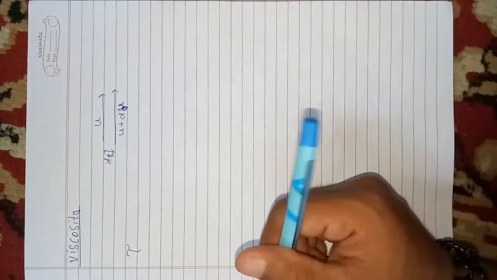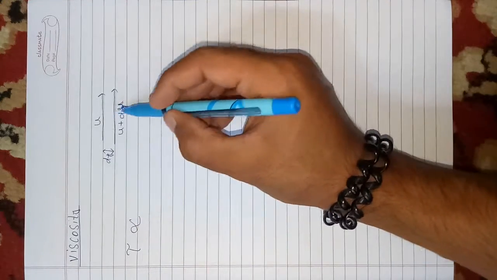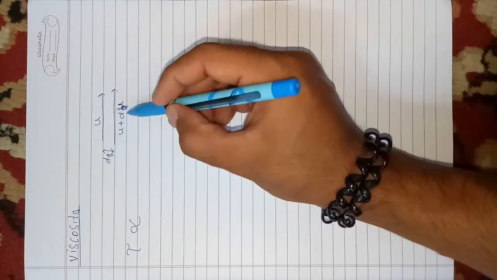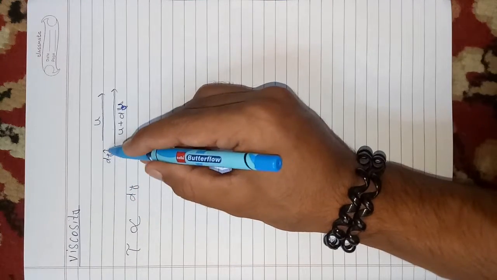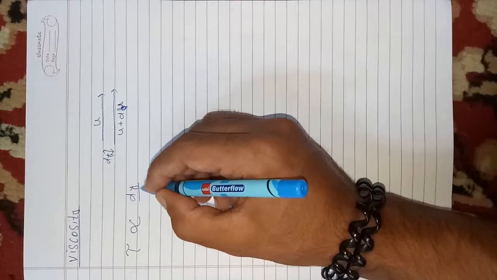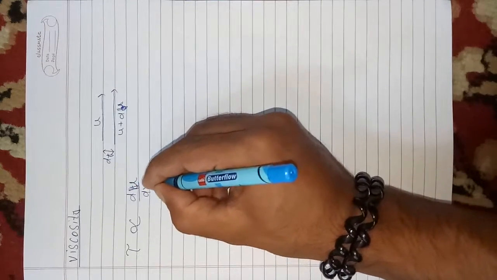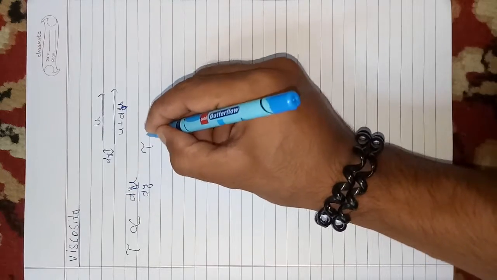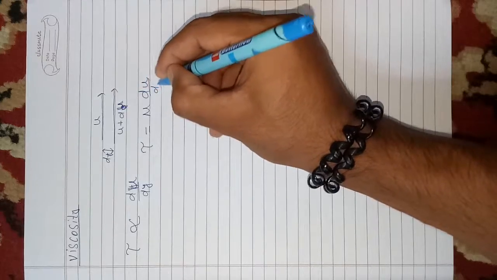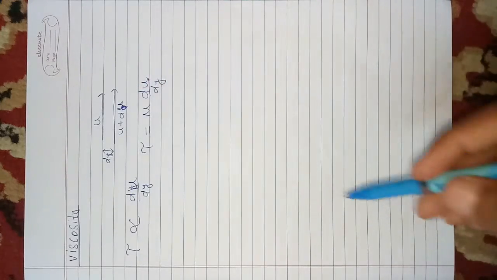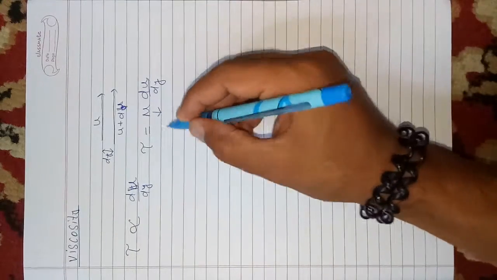Shear stress is nothing but force per unit area. So I can write shear stress is proportional to the relative velocity between these two layers, that is du, and inversely proportional to the distance between these two layers, that is, this is du and that is dy. So I can write tau equals mu into du by dy. This mu is the proportionality constant and it is known as the coefficient of dynamic viscosity.